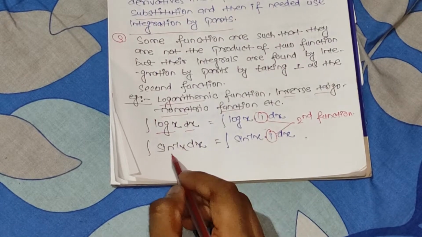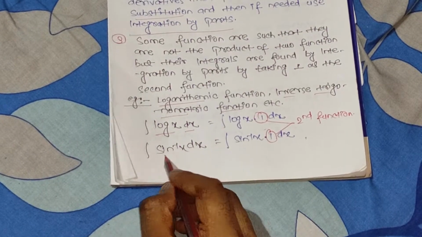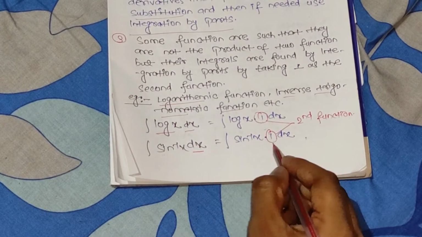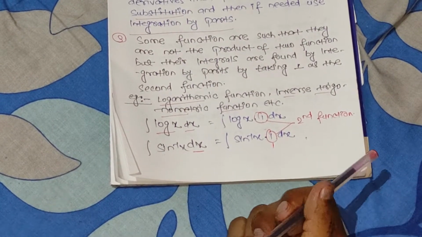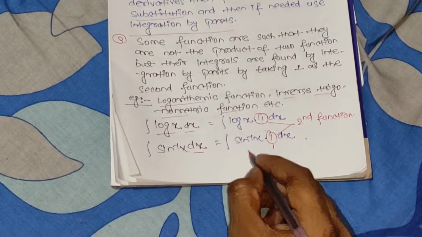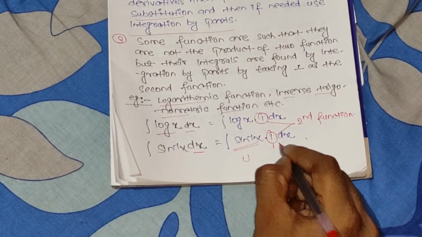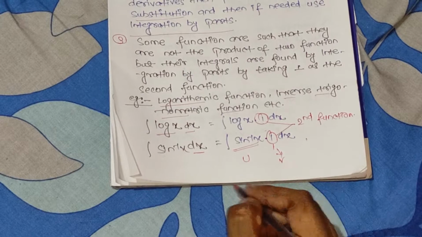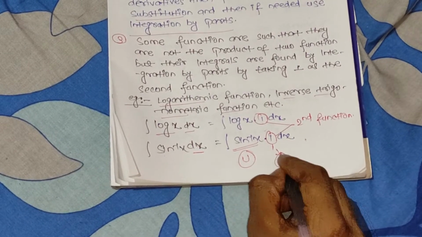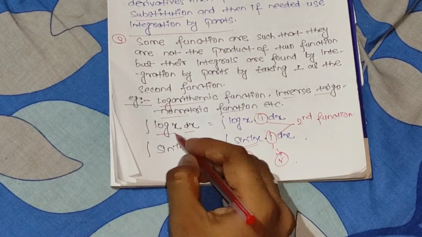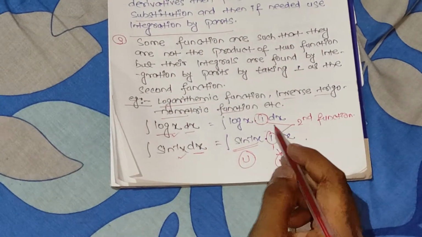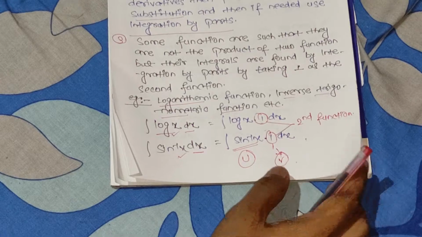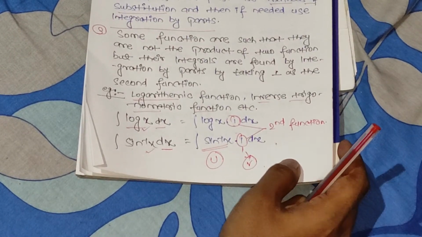Like if we have to find the integral of the inverse trigonometric function sin inverse x dx, in this case we will assume 1 as the second function. This function becomes u and this 1 becomes v. U means the first function, v means the second function. So when we get a logarithmic function or inverse trigonometric function, you will use 1 as the second function.